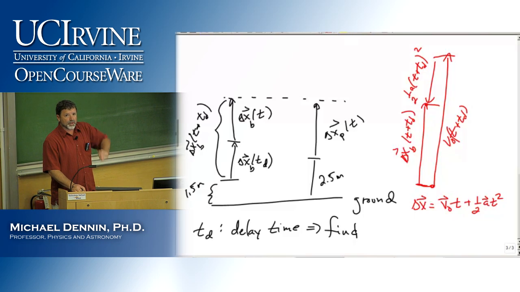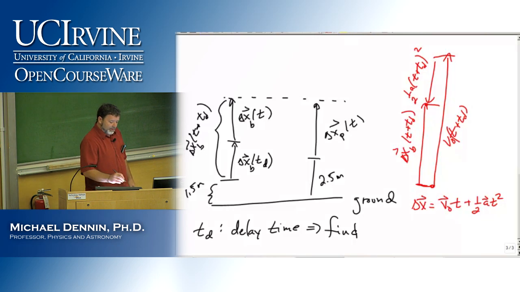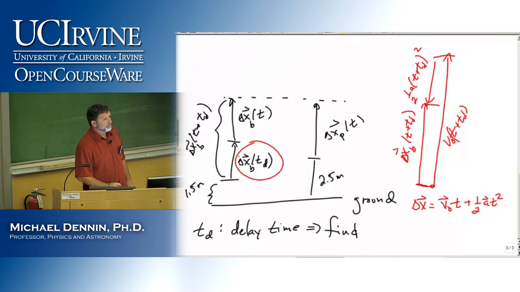Any questions on what the ball is doing? Yeah. Why do you have two sets of t? Because remember, the ball is in the air while I'm waiting to jump, my delay time, which is what I want to find, and then it's also in the air while I'm actually jumping.